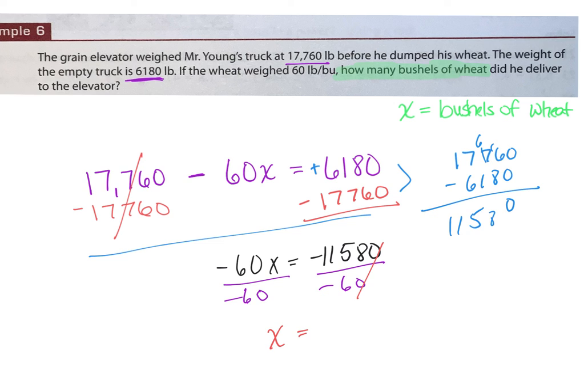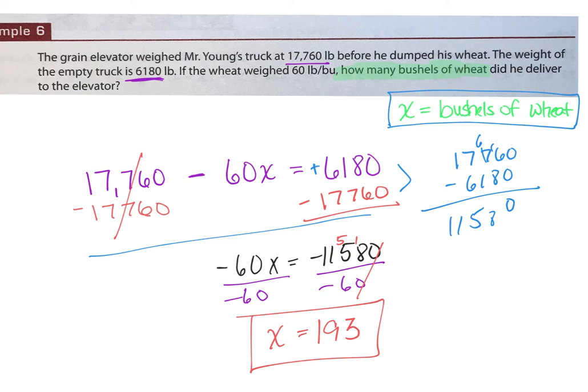Everybody gets to erase. 6 into 11. There we go. 1. 6 into 55. 9. Right. 6 into 18. There we go. That's much prettier, isn't it? We were going to get a decimal. All right. 193. What does that tell us? When you solve, go back to your variable here, right? How many bushels of wheat he dropped, which was a whole bunch of wheat, by the way.